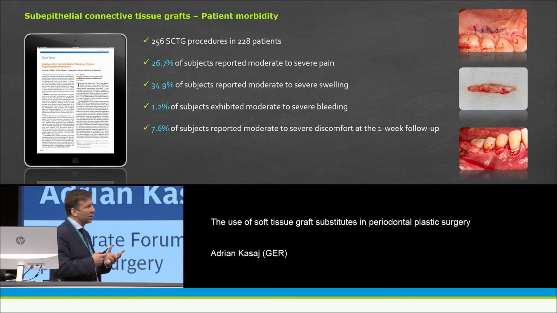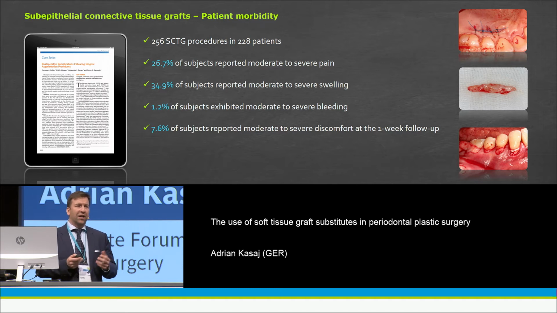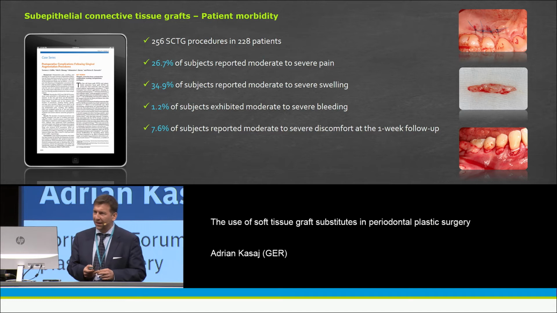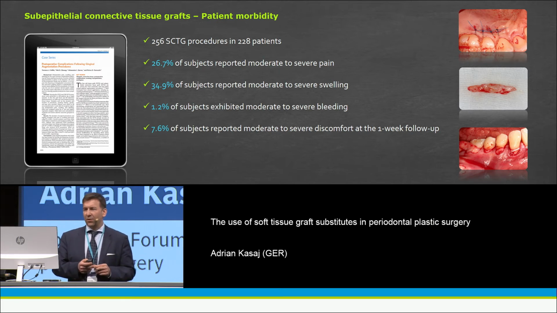So here is also a nice case series from Griffin, looking at the complications associated with the harvesting of the autogenous grafts. And you can see here more than 250 grafts in more than 220 patients.